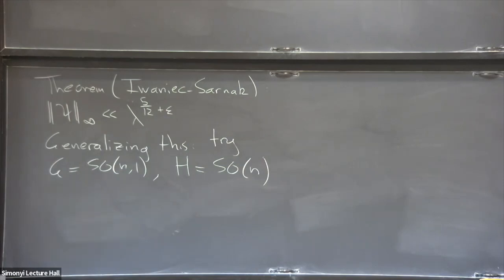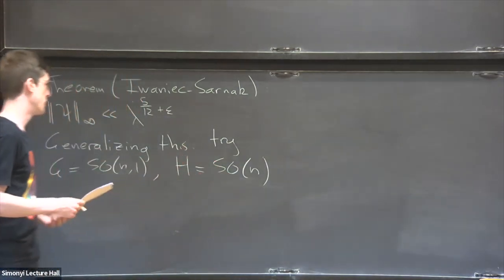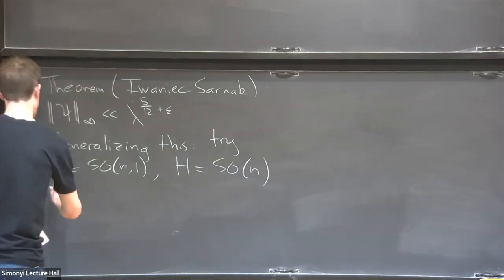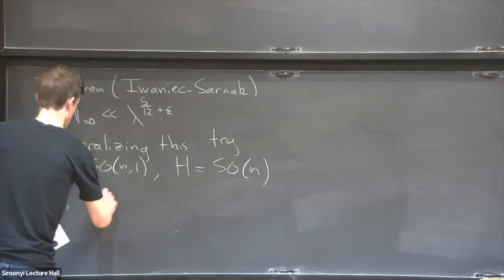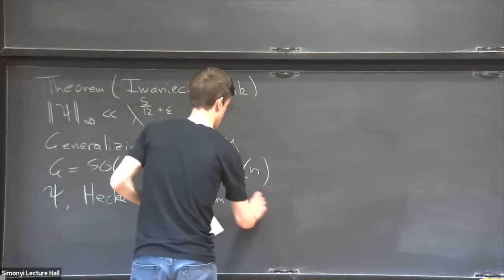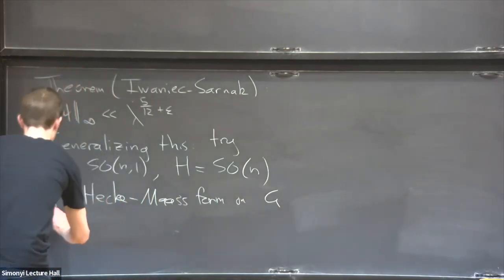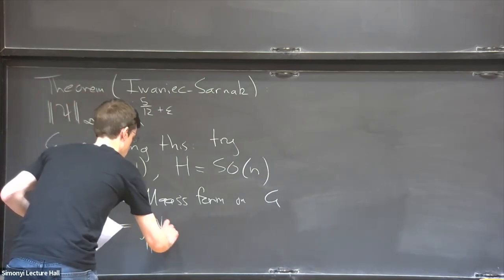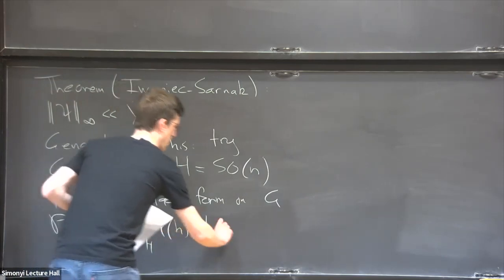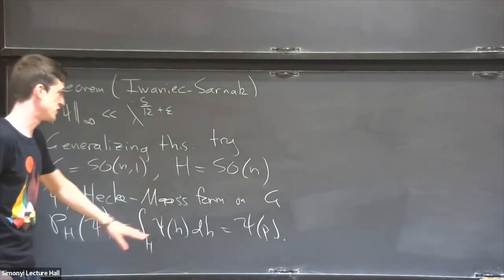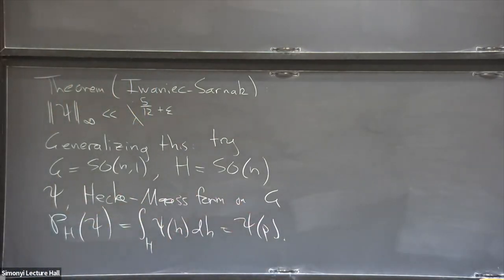And for this pair of groups, this is again a Gross-Prasad pair, so we have an Ichino-Ikeda formula. But let me just finish introducing the notation. So I want to take psi, take the Maass form on G, and then this period. I want to integrate psi over H, which is just the same as evaluating it at some sort of arithmetic point.